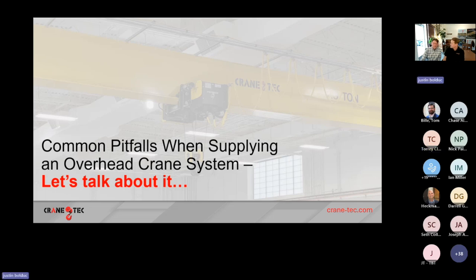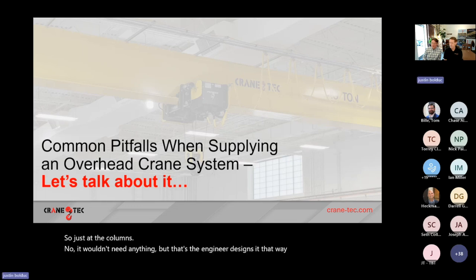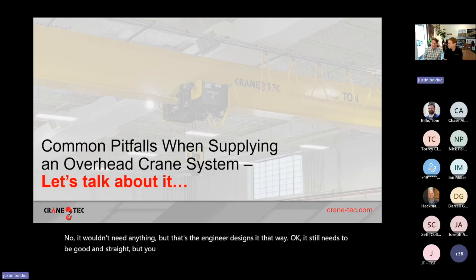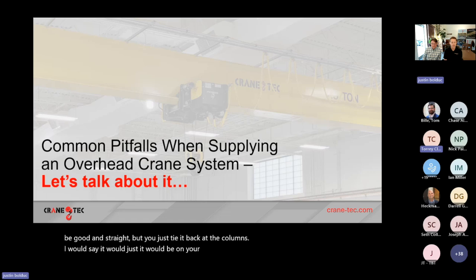To the columns. Just to the columns. So between the columns, it wouldn't need anything. No, it wouldn't need anything, but the engineer designs it that way. Okay, it still needs to be good and straight, but you just tie it back at the columns. I would say it would be on your drawings. The engineer that designed the building would have it on those drawings.